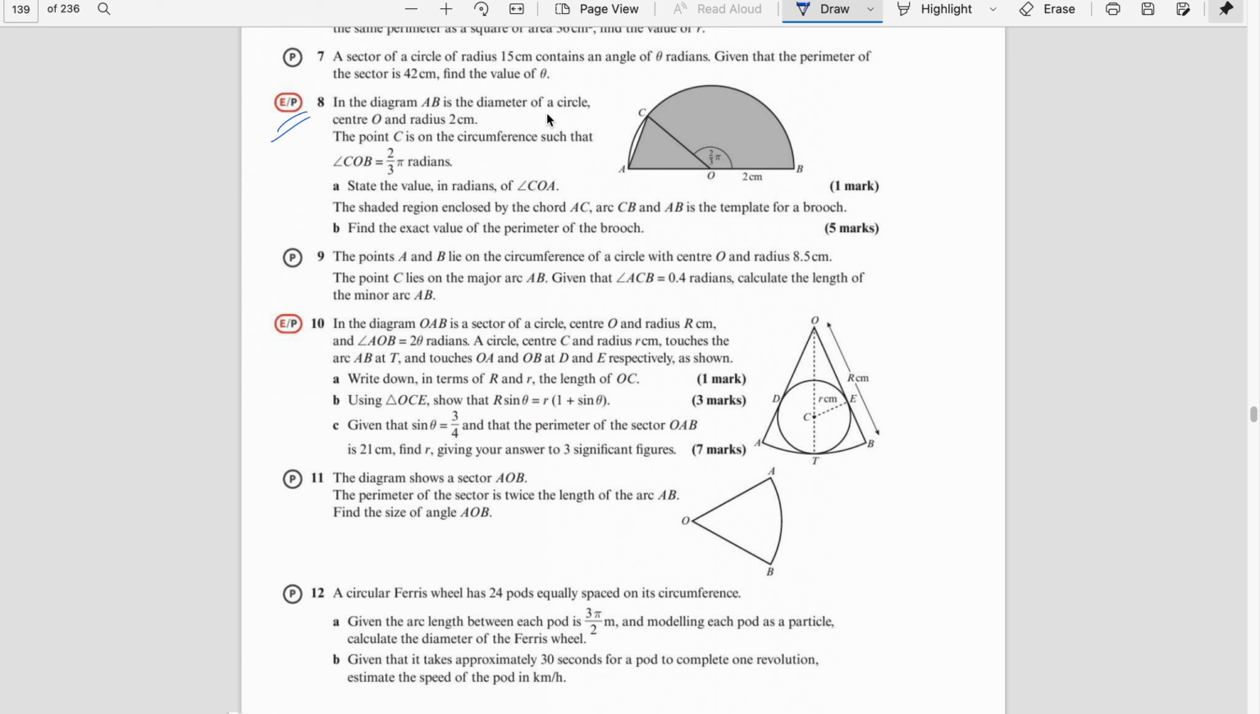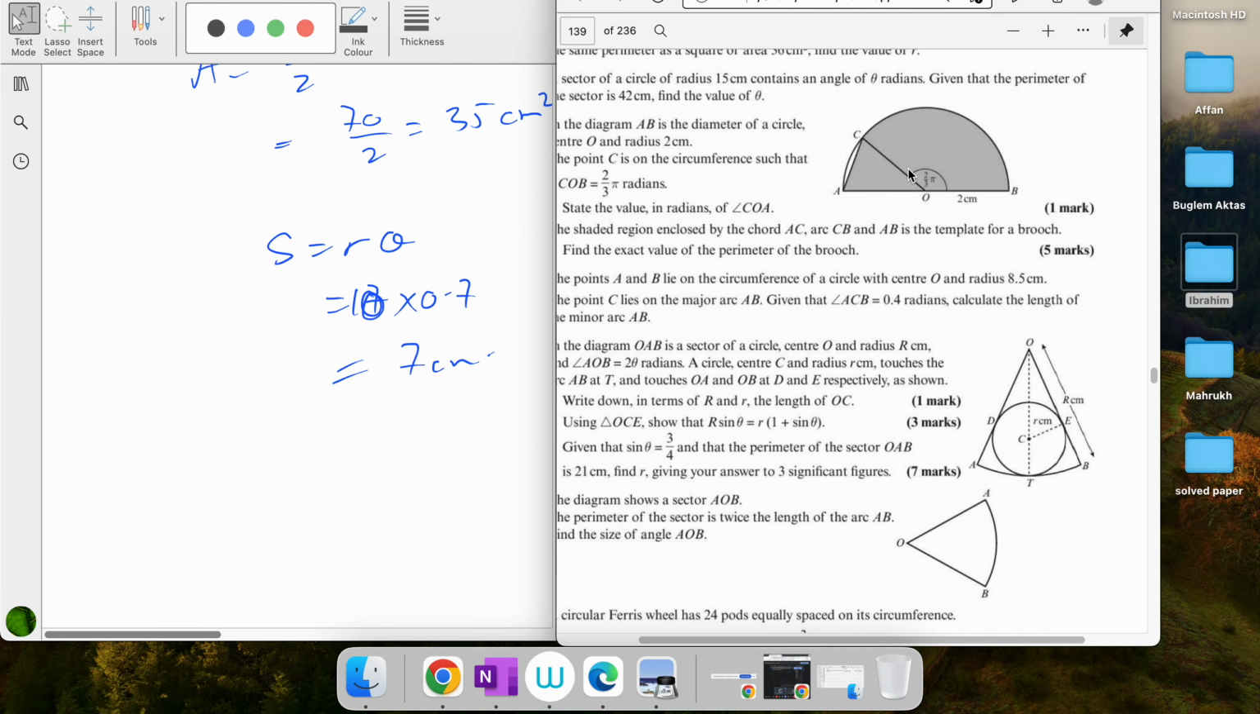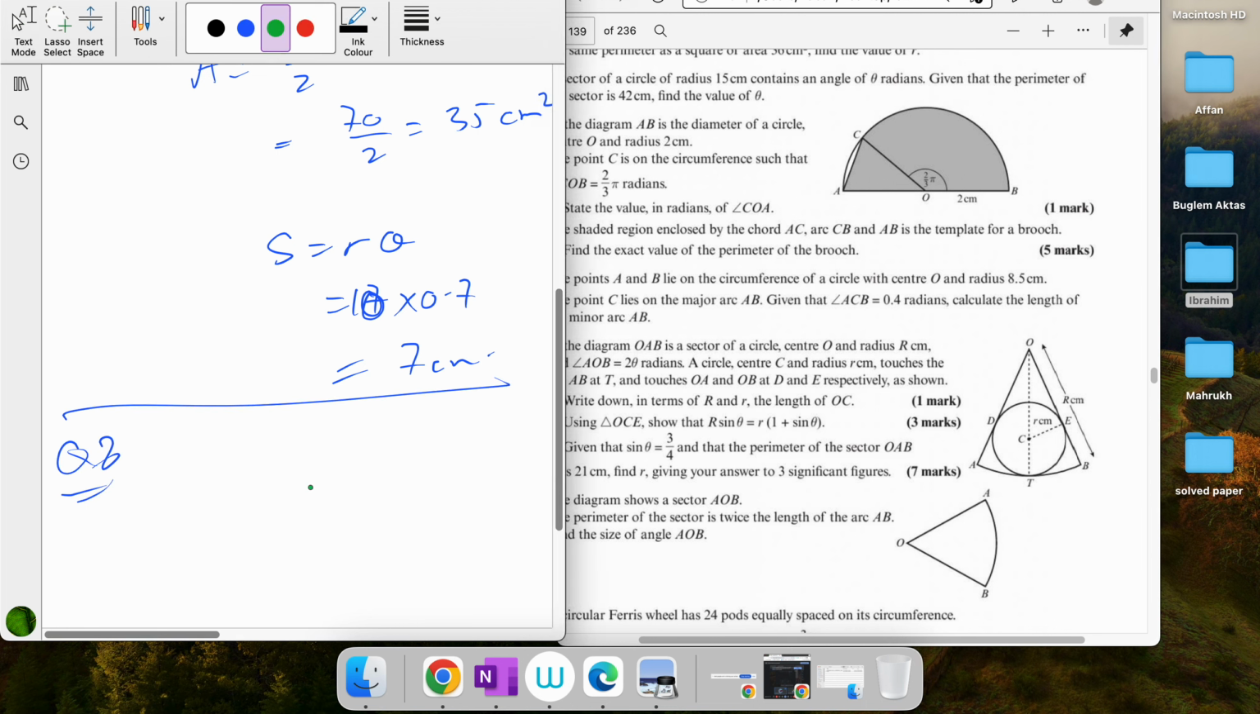In the diagram, AB is the diameter of the circle, center O, the radius is 2 centimeters, and the point C is on the circumference such that COB is 2 by 3 pi as given. State the value in radians of COA. For COA, we know that this straight line is pi radians, so pi minus 2 by 3 of pi, COA would be equal to pi by 3 radians.